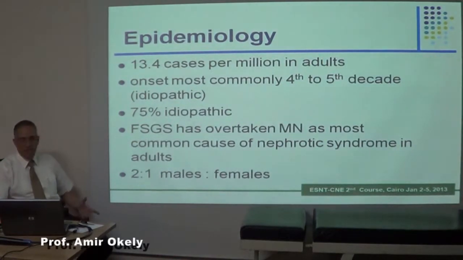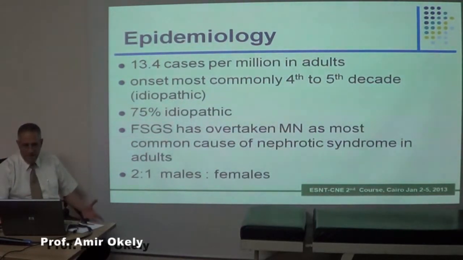What about the epidemiology? 16.4 cases per million adults. Onset most commonly in the fourth and fifth decades of life. 75% idiopathic. Focal segmental glomerulosclerosis has overtaken membranous nephropathy as the most common cause of nephrotic syndrome in adults. يعني كان من فترة بيقولوا إن membranous nephropathy is the most common cause of nephrotic syndrome in adults. These days, FSGS is more common than membranous nephropathy.